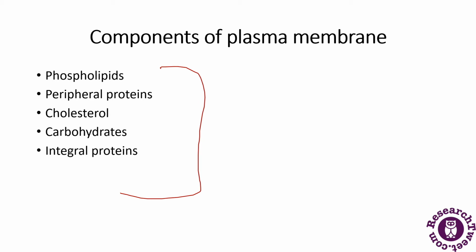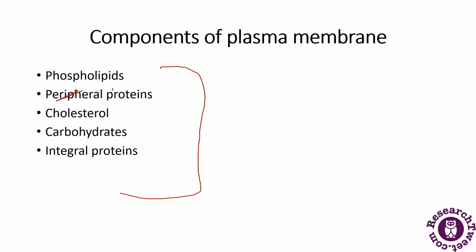Phospholipids form the ultimate fabric of the membrane. It is very important. Then peripheral proteins are present on the outer and the inner surface of the phospholipid bilayer, but they are not implanted in the hydrophobic core. The peripheral proteins were mentioned in the diagram itself. Then we talk about cholesterol. Cholesterol is folded between the hydrophobic tails of the phospholipid membrane. So this is what cholesterol is.